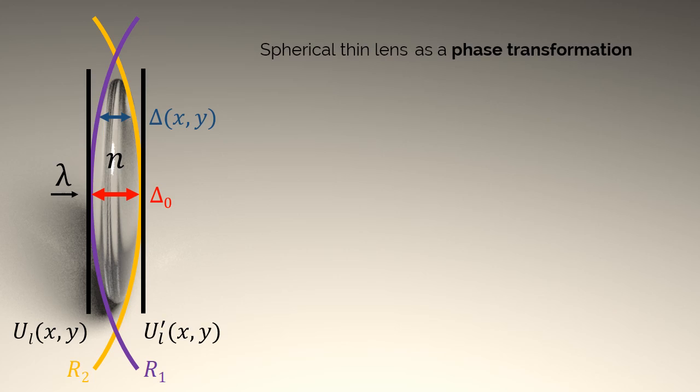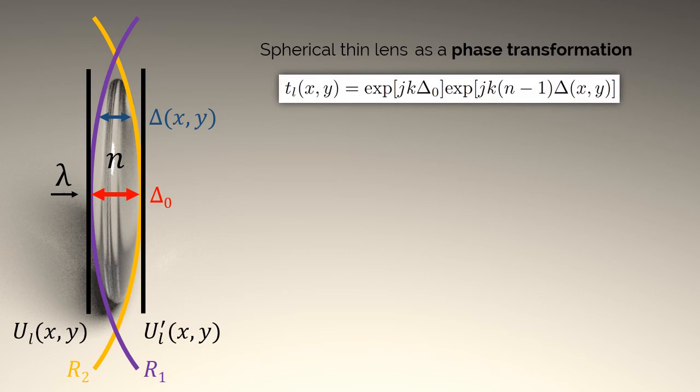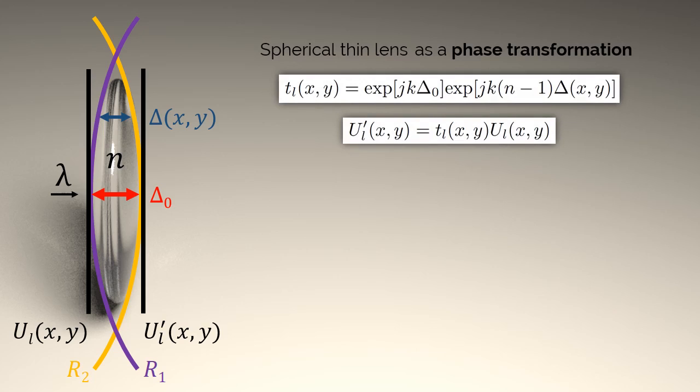The index of refraction of the lens is n. The thickness function delta sub 0 represents the lens's thickness along the optical axis, while delta of x and y represents the off-axis lens thickness. Let the optical field incident immediately in front of the lens be u sub l of x and y, while the optical field across the plane immediately behind the lens be u prime sub l of x and y. Then, the spherical thin lens can be expressed as a phase transformation t sub l of x and y, and we can obtain the optical field u prime sub l by multiplying this to u sub l.